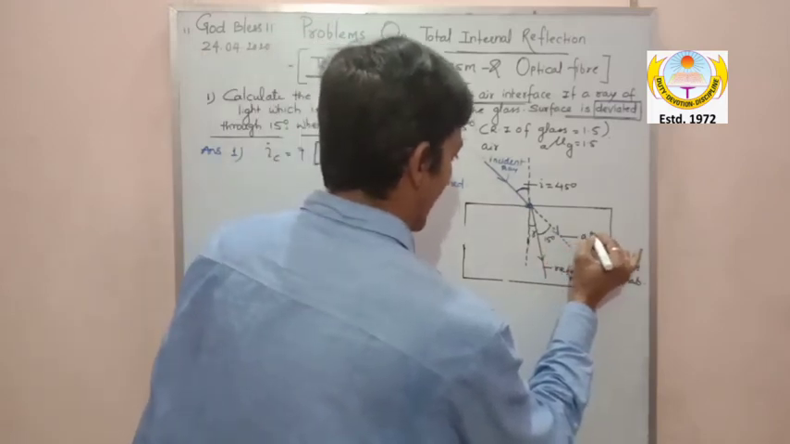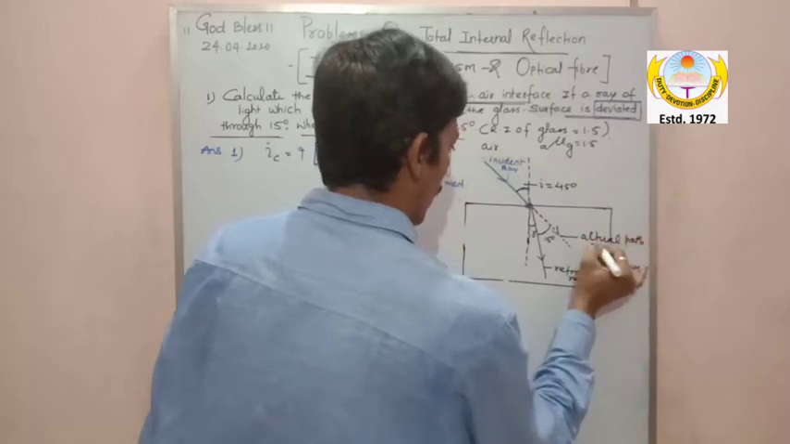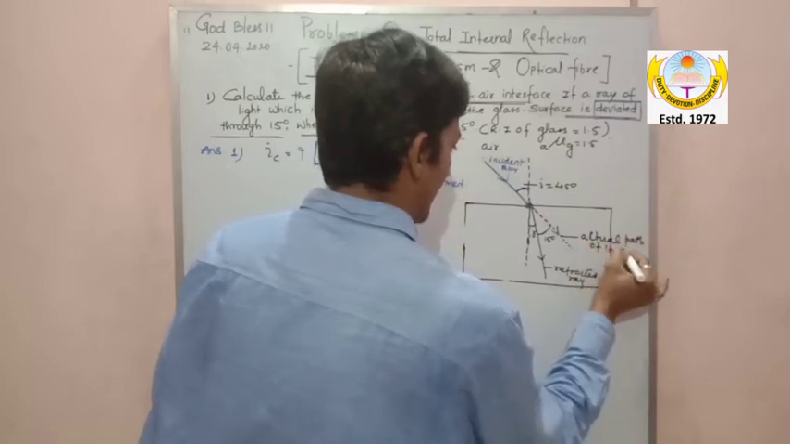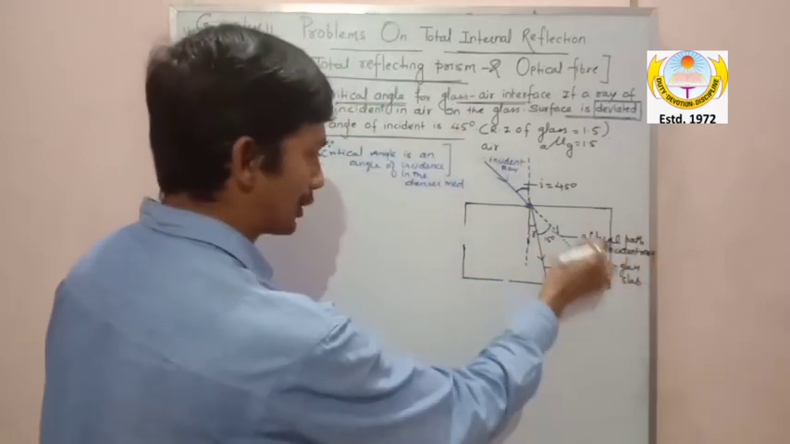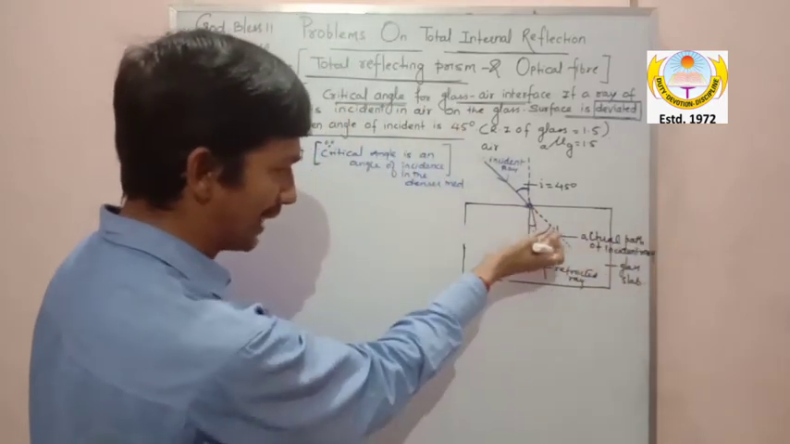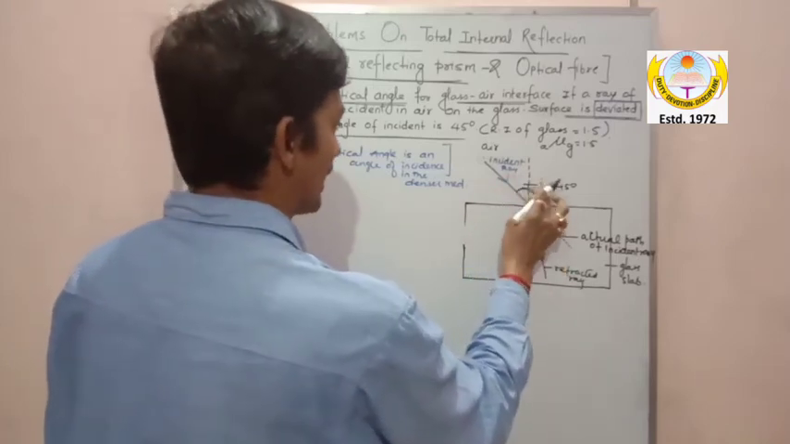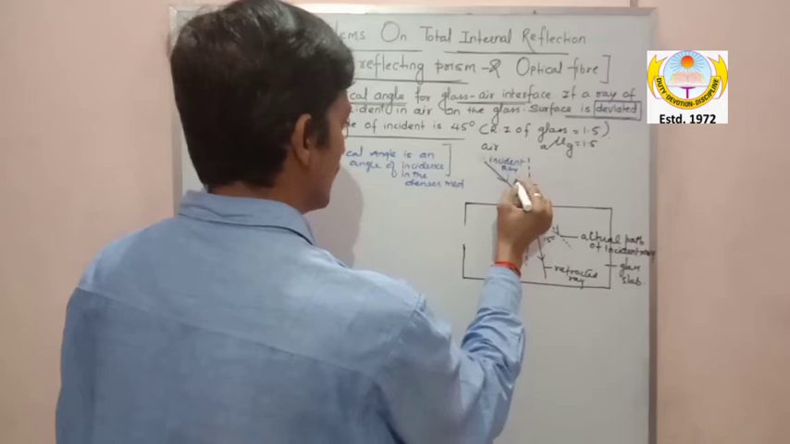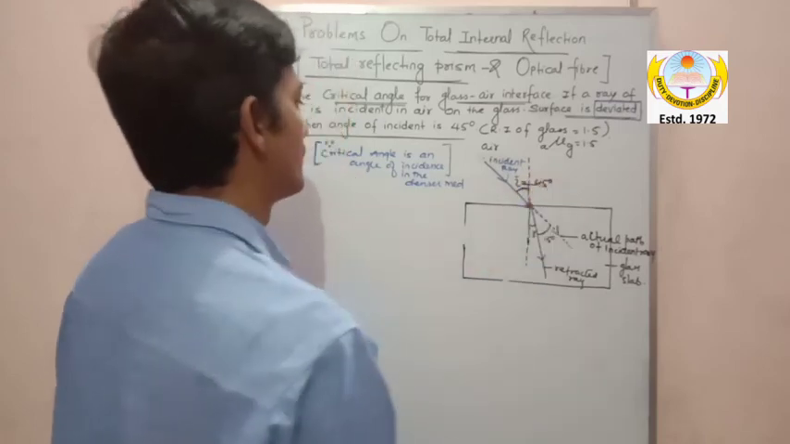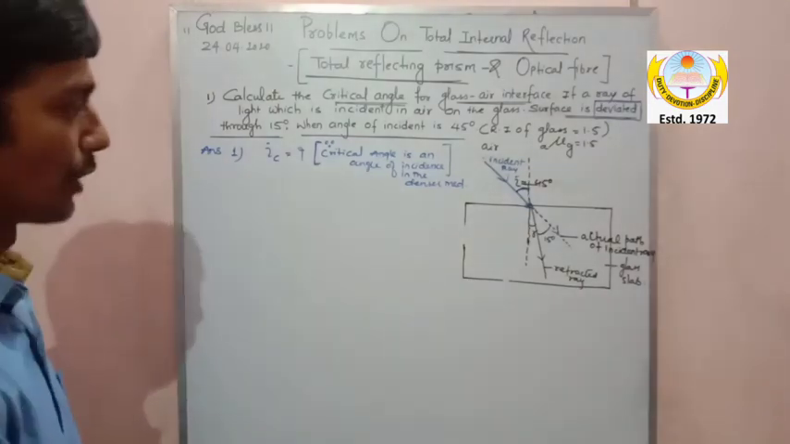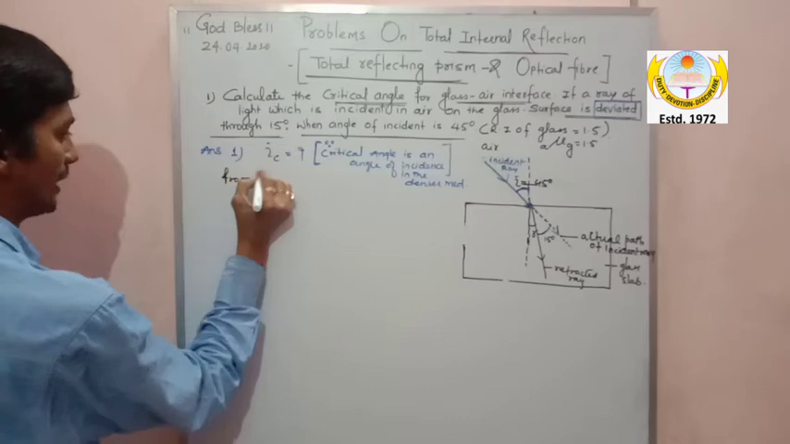Deviated through 15 degree matlab incident ray ka this is the actual path. This is the actual path of incident ray. So from the actual path the refracted ray is deviated through 15 degree, you can see. And this is your angle I, which is given as 45 degree. You can see.